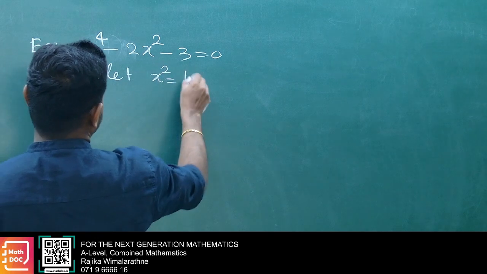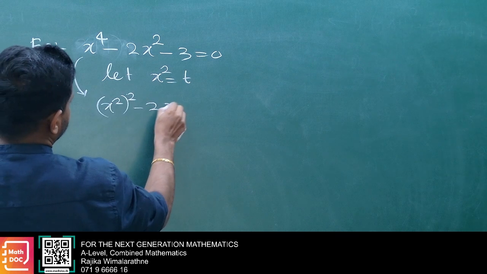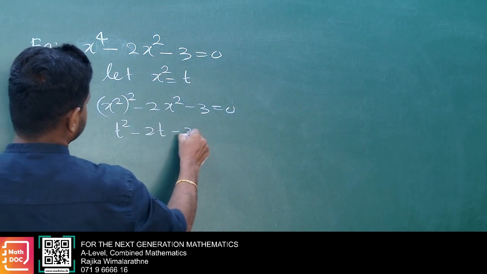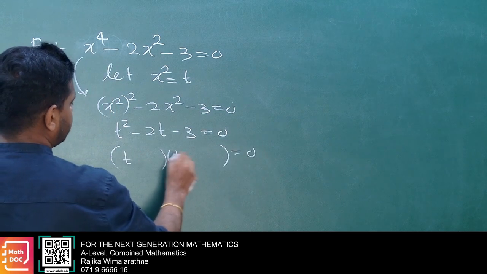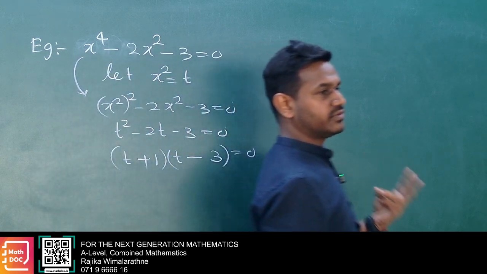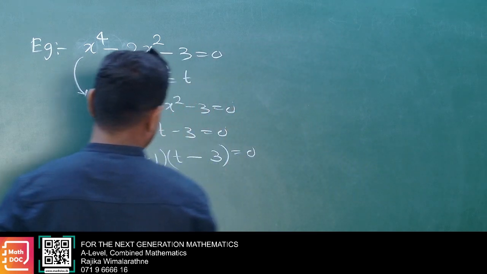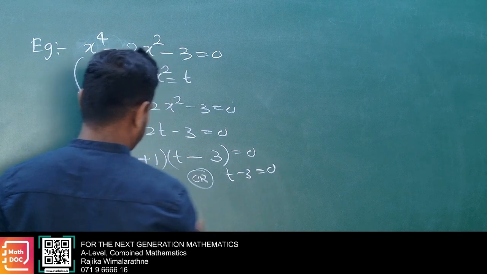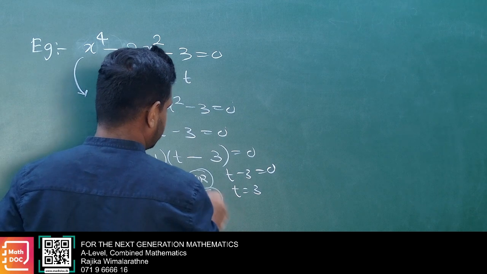Let x squared equal t. Then here, (x squared) to the power 2 minus 2x squared minus 30, so t squared minus 2t minus 30. Now you have factors. Okay, now we have two real solutions for t. Then each factor you can equate to 0. Then t plus 1 equals 0 or t minus 3 equals 0. Then t equals minus 1 or t equals 3. So we have two solutions for t.